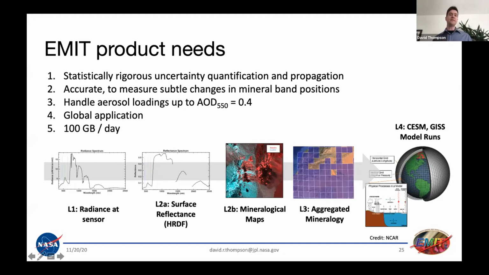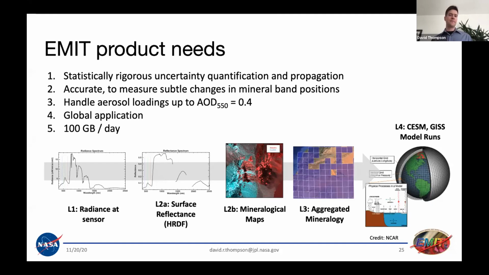So you can think of these in NASA parlance as data product levels. So we would call the radiance sensor level 1. The surface reflectance and mineral maps are part of level 2. And then when you go to a geographic grid, it's a level 3 aggregated product. And then finally, these model runs themselves are actually being considered part of the EMIT mission and will be a deliverable to the data archive as well. And those will be a level 4 product.